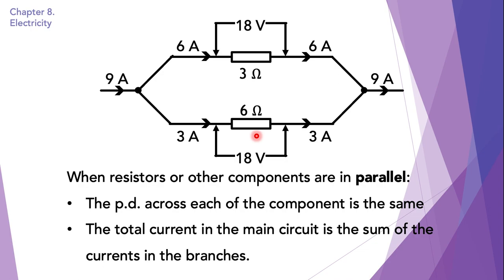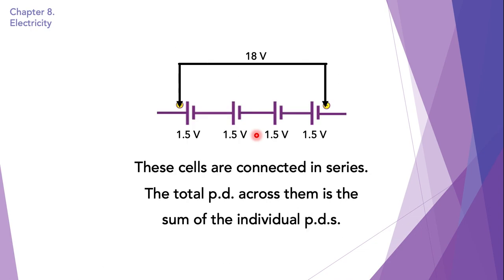So these are the cells connected in series, and the total potential difference across them is the sum of the individual potential differences. So 18 volts is distributed equally to each of these cells. So each of these cells gets 1.5 volts.